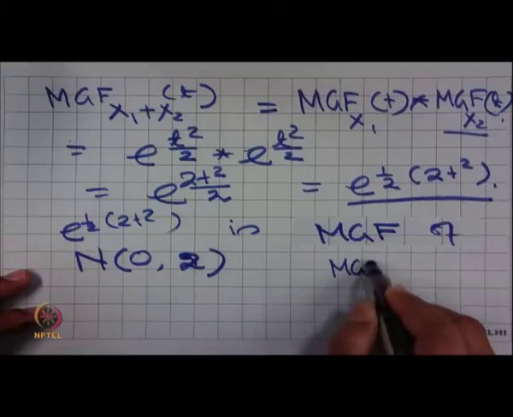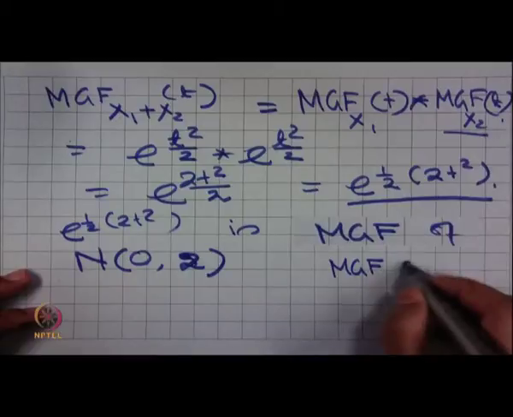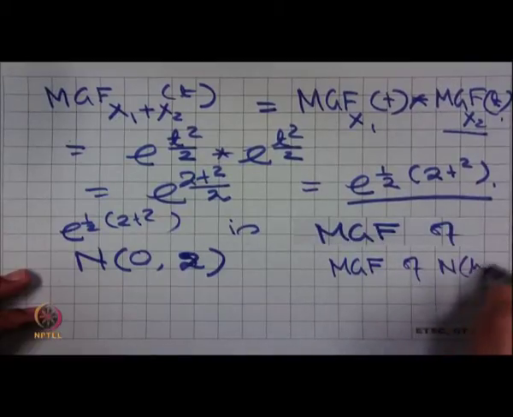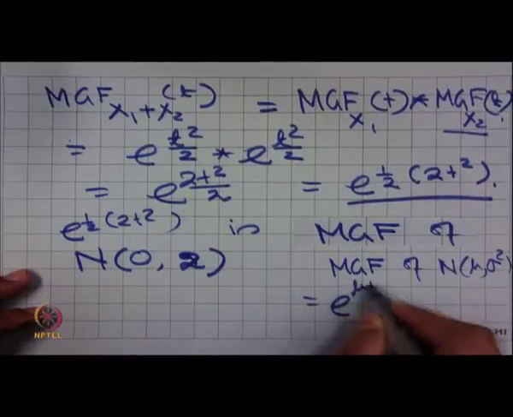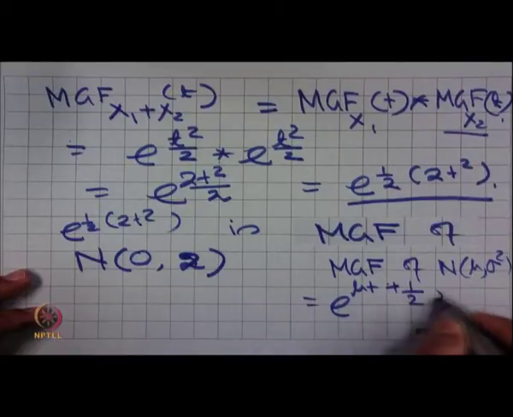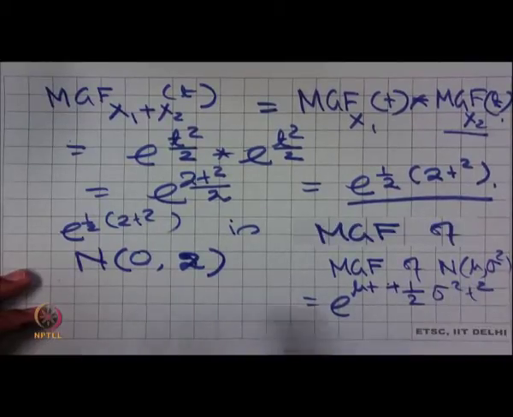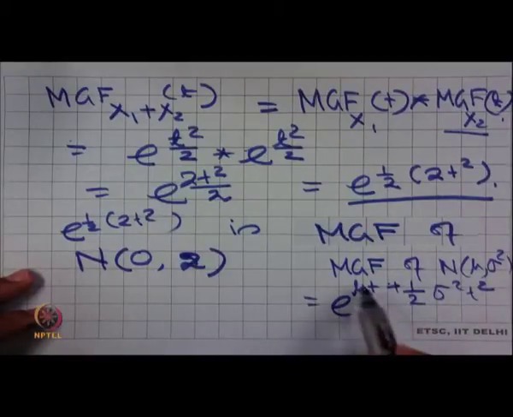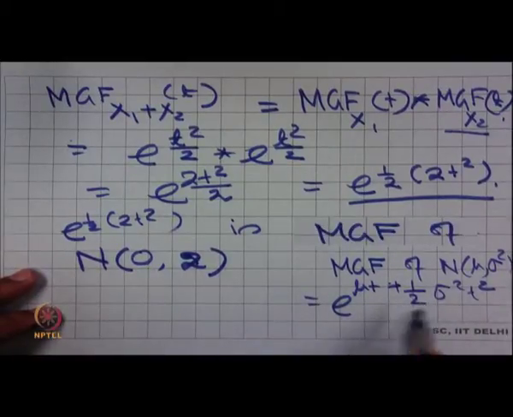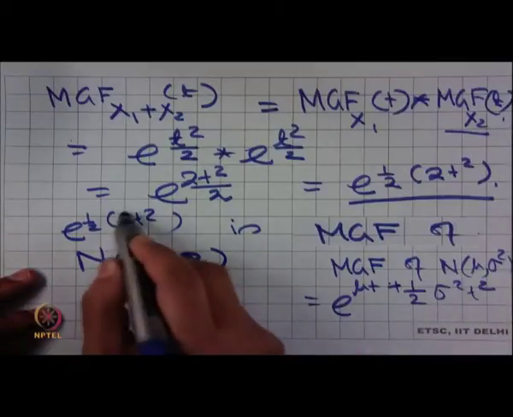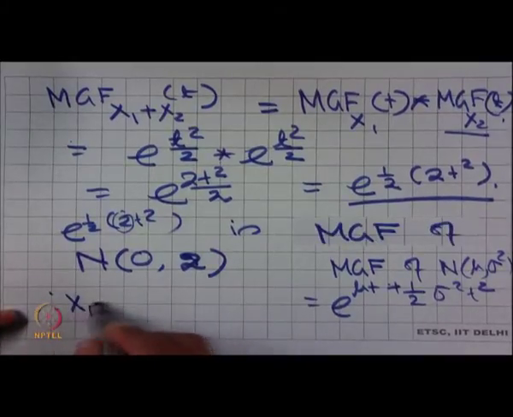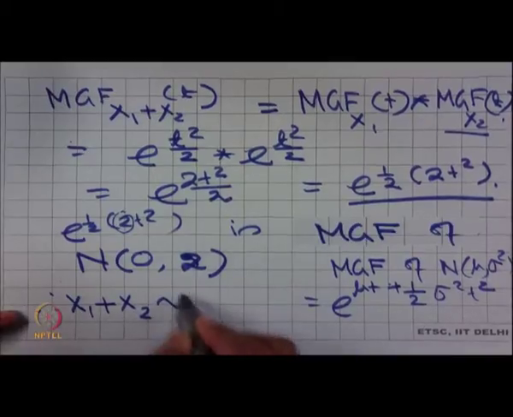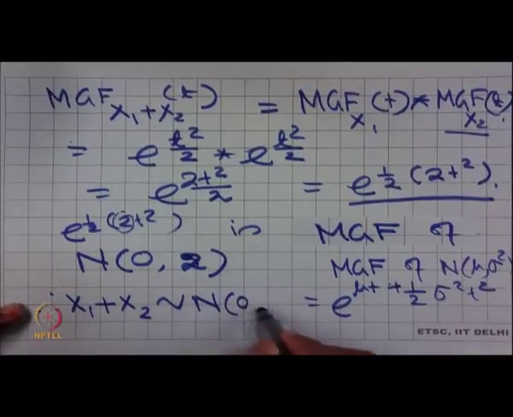MGF of normal mu sigma square is equal to e to the power mu t plus half sigma square t square. Here mu is equal to 0. So, you are looking at only e to the power half sigma square t square, and that sigma square is coming out to be 2. Therefore, x 1 plus x 2 is distributed as normal with mean 0 and variance 2.